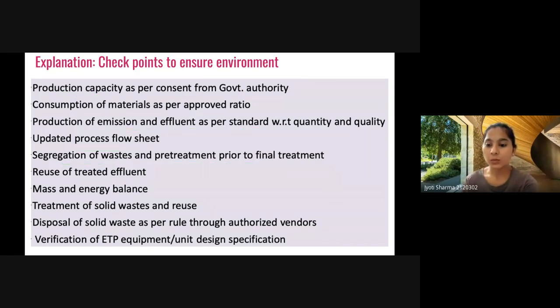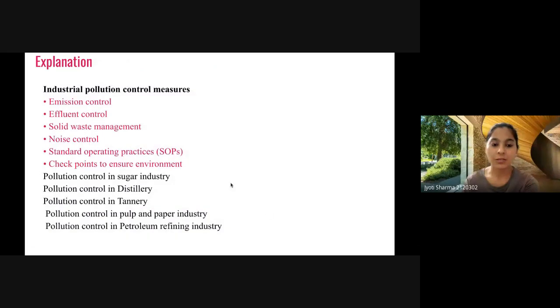Okay, so this was very theoretical in nature. Till now what we have learned is this, right? We have learned about emission control, effluent control, solid waste management, noise control, SOP, and checkpoints to ensure the environment. So we have covered this part. Now we will first cover the sugar industry, what kind of pollution it will generate, how we can treat that, and even how we can manufacture the sugar, right?